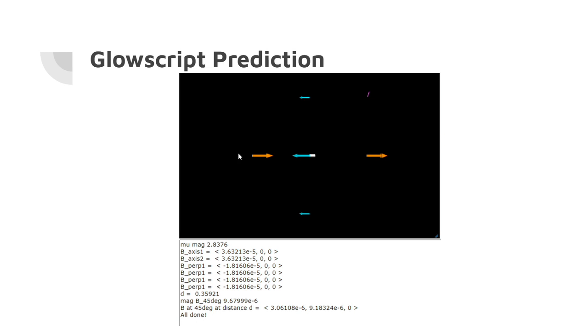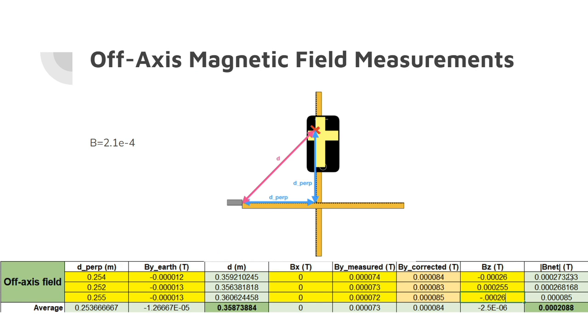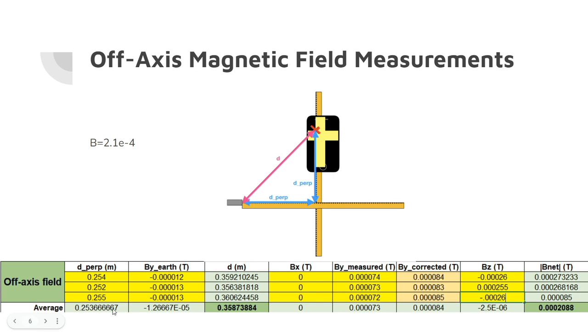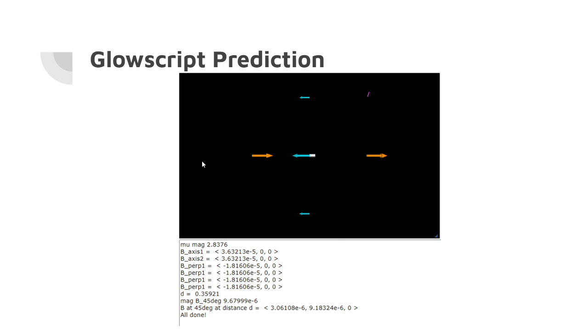We can also compare that calculated data for B net, again just using the standard Biot-Savart equations, with our GlowScript model. The premise for the GlowScript model is you use the given GlowScript code in addition to plugging in what your K value was, and you also want to plug in your average distance, d perp, here. And you're given this.